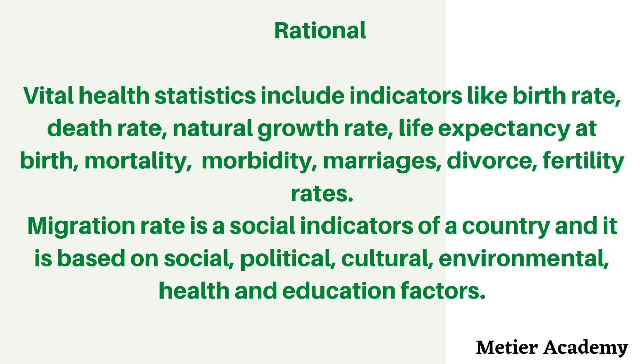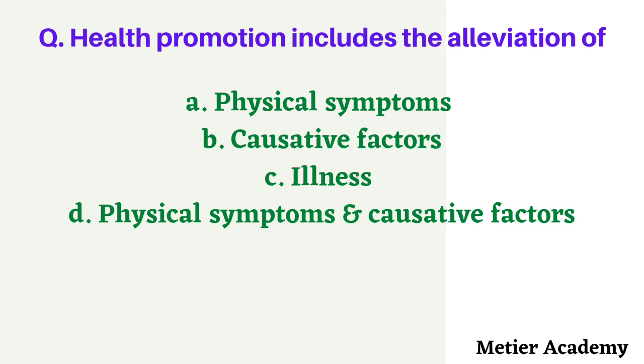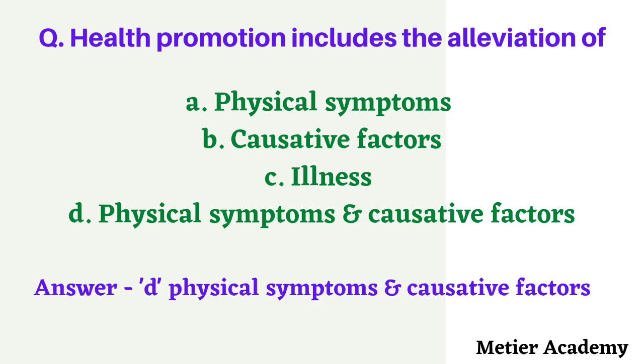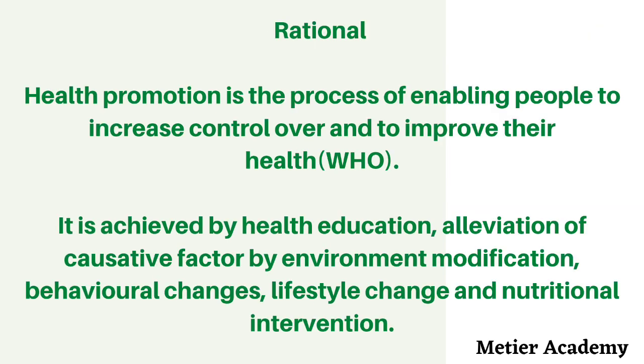So that's why we selected the option migration rate. The next one is, health promotion includes the alleviation of physical symptom, causative factor, illness, physical symptom and causative factor. And here the correct answer is option D, physical symptom and causative factor. The rationale is, health promotion is the process of enabling people to increase control over and to improve their health. And it is achieved by health education, elevation of causative factor, behavioral changes, life change and nutritional intervention.